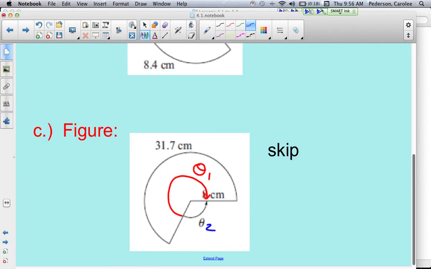Understand that? You'd have to first use the formula to find this central angle, and then the leftover piece you subtract it from 2 pi, because that's the entire revolution. And this is what you'll be left with, is this angle measure.